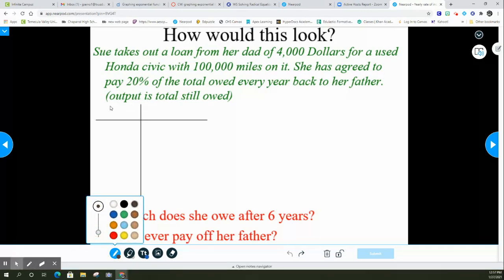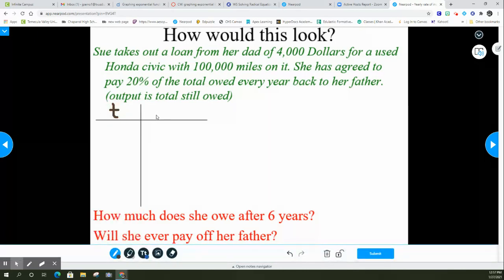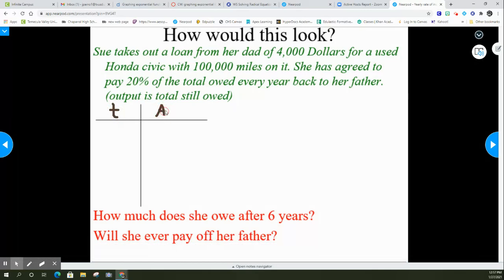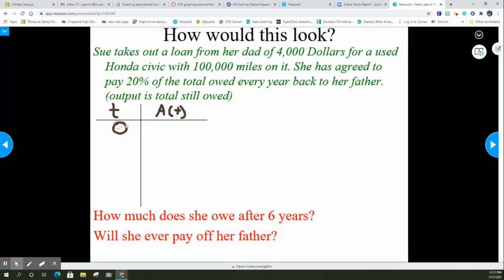But let's go ahead and again use T for the number of years, and A of T here is the amount still owed. It's the output. So right after 0 years, she still owes the $4,000.